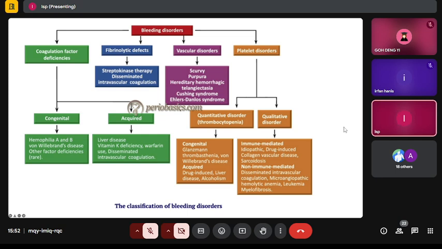Okay. But the most important thing you need to remember for bleeding disorder that's relevant to you will be coagulation factor deficiency and platelet disorder. Coagulation factor deficiency can be due to hemophilia A or hemophilia B for congenital causes. In acquired causes, you can have deficiency in the factors due to warfarin use or due to liver disease.